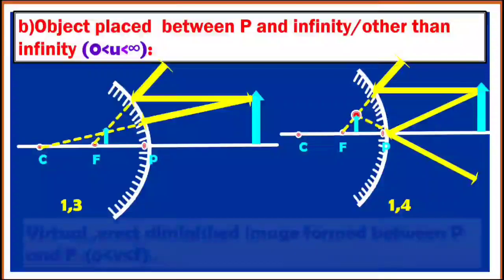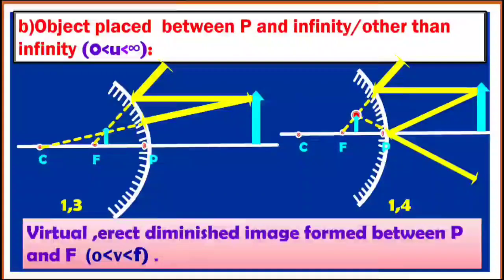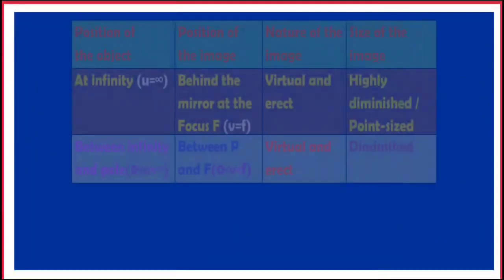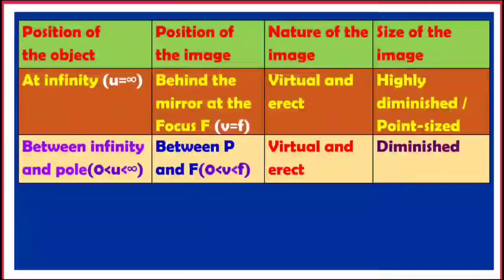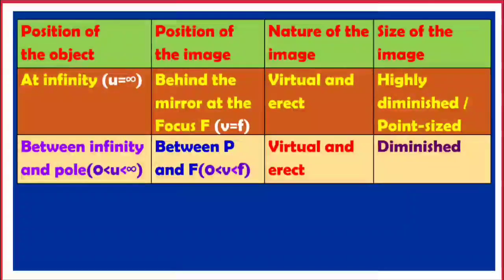Here the characteristics of the image are virtual, erect, diminished, formed between P and F. When the image is formed between P and F, the image distance is between 0 and the focal length. Now we will tabulate the characteristics of the image formed by a convex mirror. When the object is at infinity, the image is formed at F. When the object is between infinity and P, the image is formed between P and F.